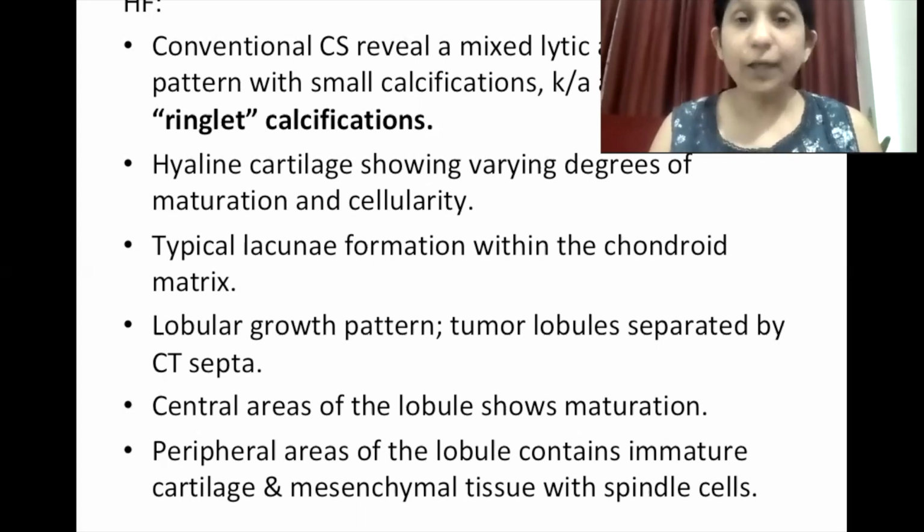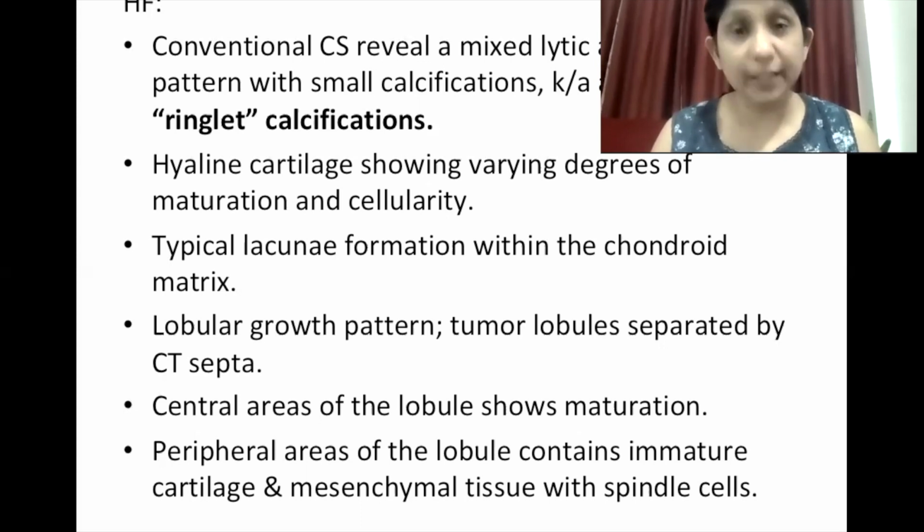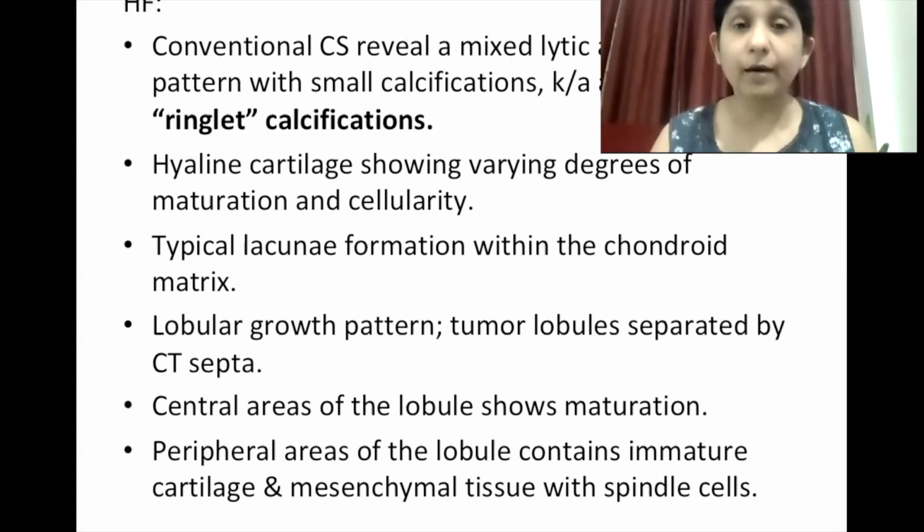And here, if it is a well differentiated lesion, that is, if it is the earlier stage of a lesion, you will find a similar picture where there will be typical lacunae formation with chondroid matrix. Now, when the tumor starts to grow, obviously it's a malignant tumor, so it has to grow. The growth component will be really high. So it will show a lobular growth pattern.